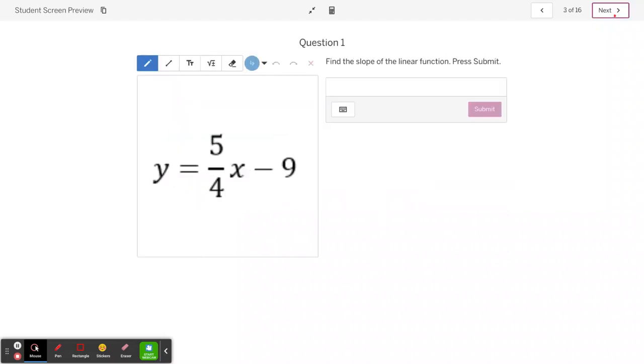Question 1, very easy. This one only wants you to find the slope. If you remember, slope is which part of this equation? It's right here. This letter here, it's always with the x. So what number is with the x? Yep, it's 5/4. So you're going to type 5/4, hit submit.